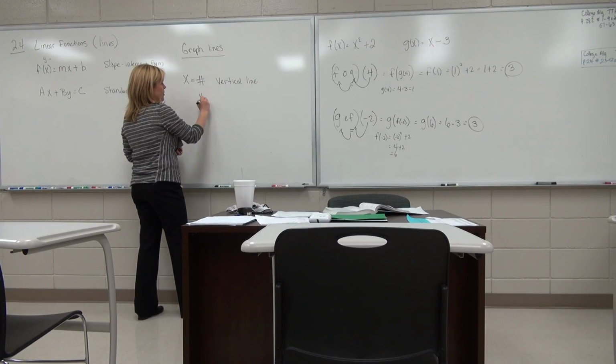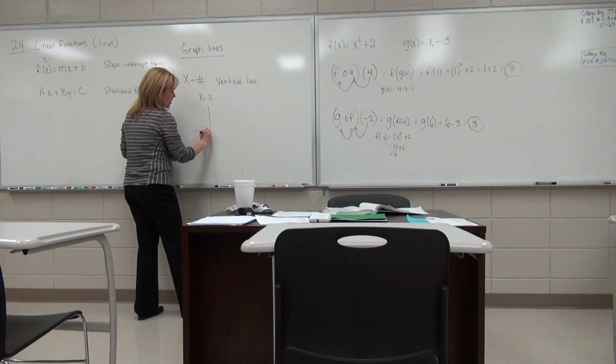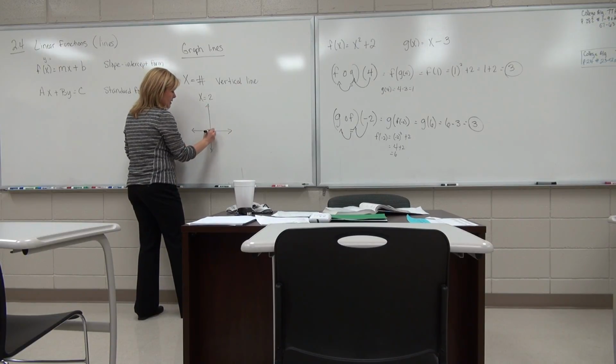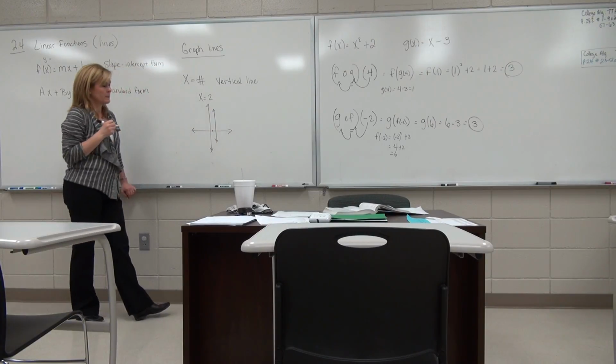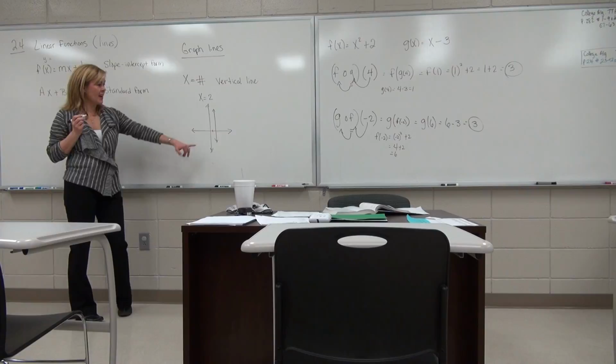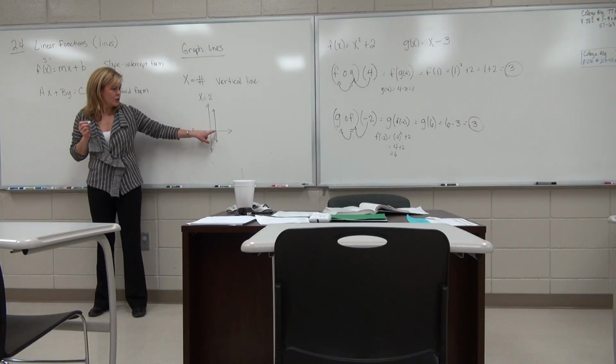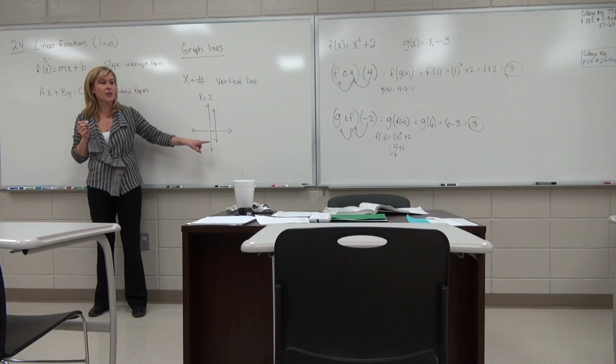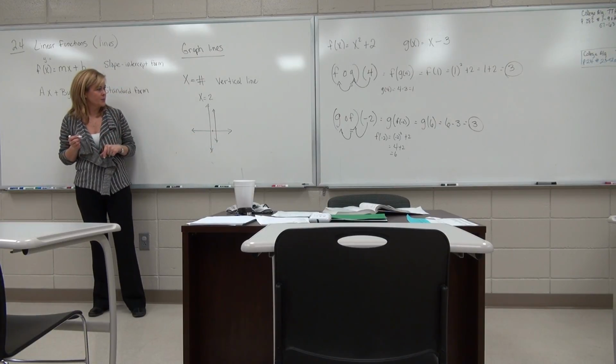Okay, so if I had to graph x equal 2, that means you're going to graph a line where all your x's are 2. It's a vertical line. Do you agree every x on that line is 2? (2, 0), (2, 1), (2, 2), (2, 3), (2, 4), (2, negative 1), (2, negative 2). Every x is a 2.